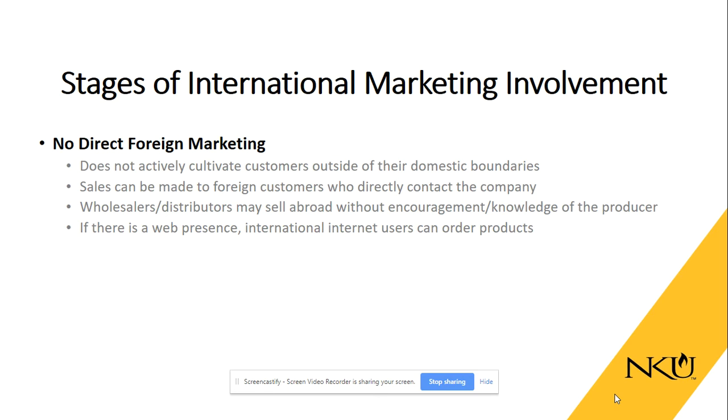Wholesalers and distributors can sell abroad, but it generally happens without the knowledge of the producer. So this would be if a retail store or a third-party partner had entered another country and were selling your product without notifying you that they were doing so. And again, if there is a web presence or an internet presence, the international internet users can order those products. So that's looking at customers who are directly contacting the company in some fashion.